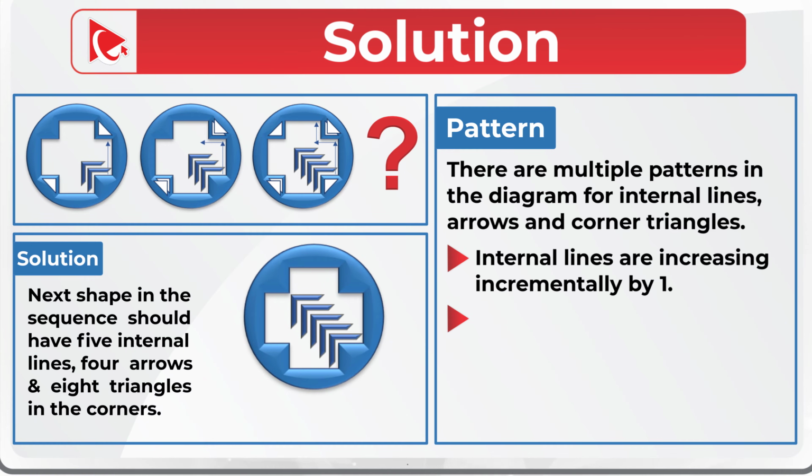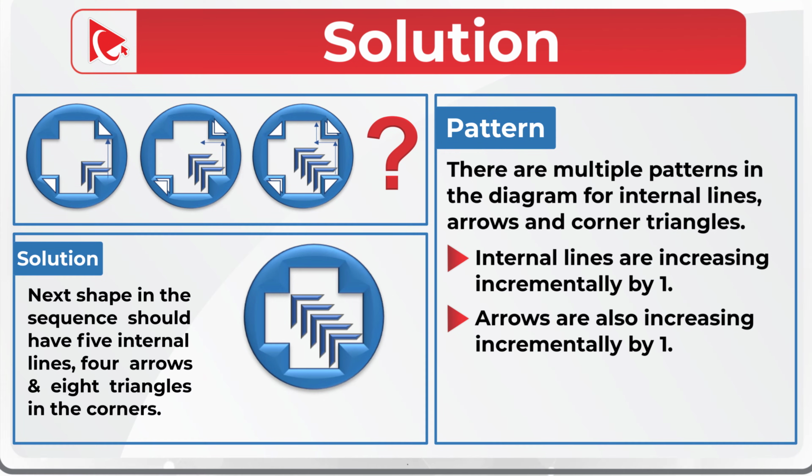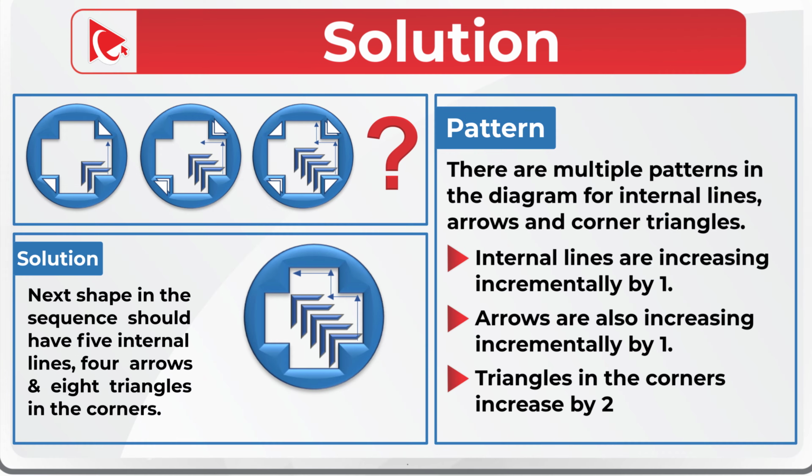Arrows are also incrementally increasing by 1. We see that the first object has 1 arrow, second object has 2 arrows, and then the third object has 3 arrows, which means that the next object in the sequence should have 4 arrows. And then the last but not least pattern are the corner triangles. If you look closely, you see that corner triangles are increasing by 2. For example, first object has 2 corner triangles, second object has 4, third object has 6, which means that the next object in the sequence should have 8.